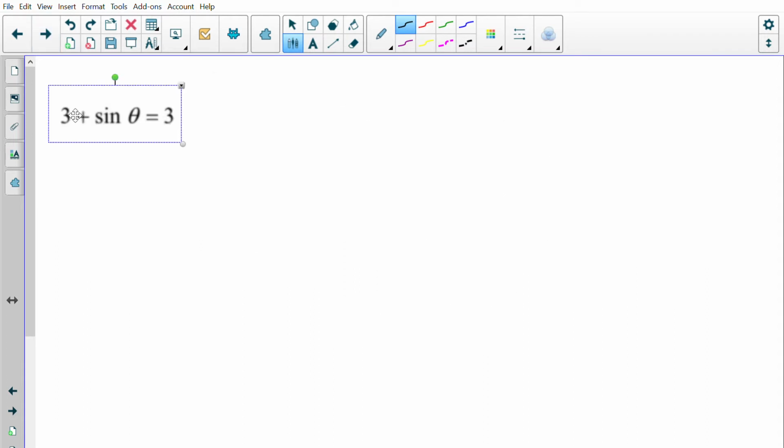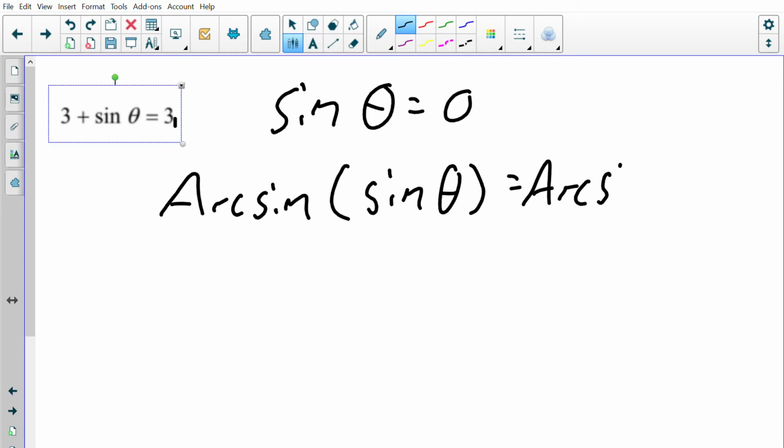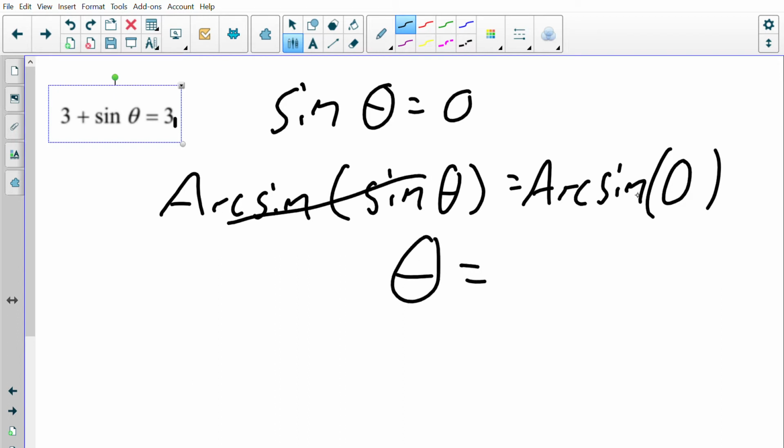For this one, I'm going to subtract 3 from both sides, and I get sine of theta is equal to 0. To get rid of sine, I'm going to do arcsine to both sides. Again, this is just a function on my calculator that I pressed with 0. Arcsine and sine cancel. I'm left with theta, and arcsine of 0 was 0.